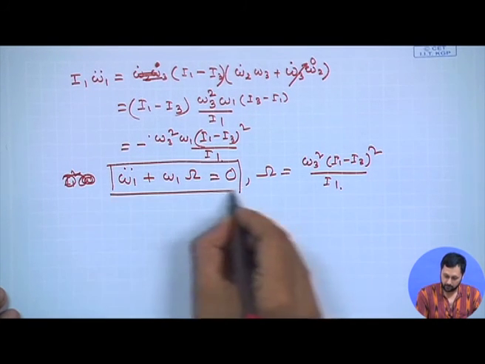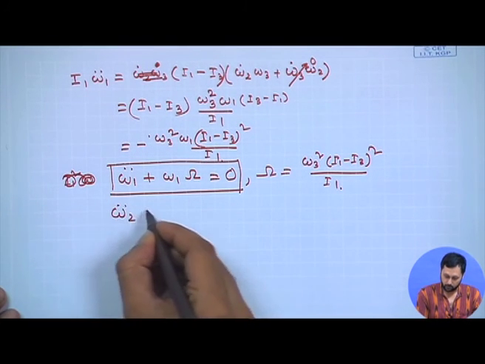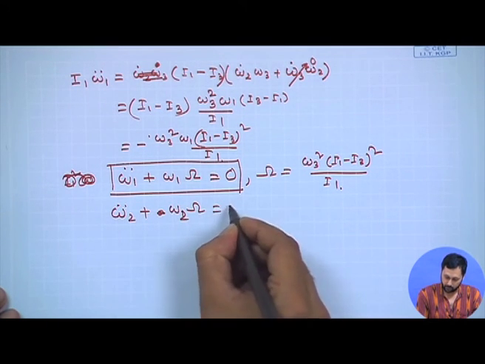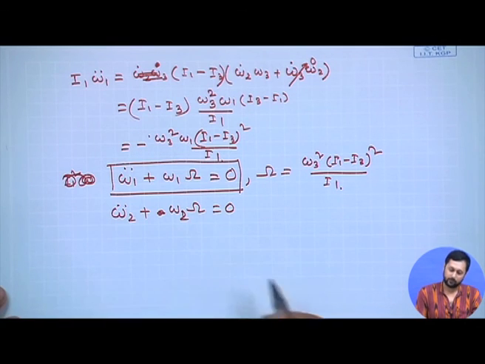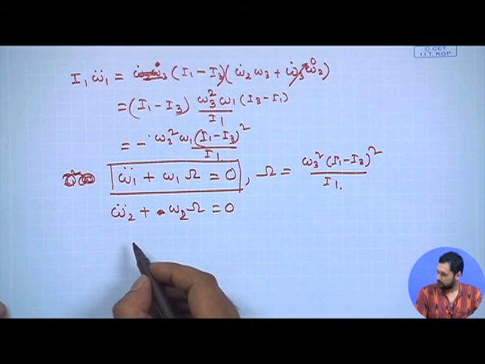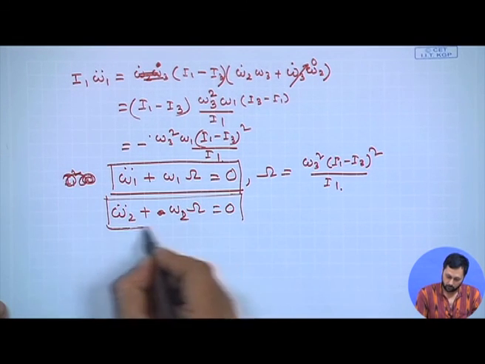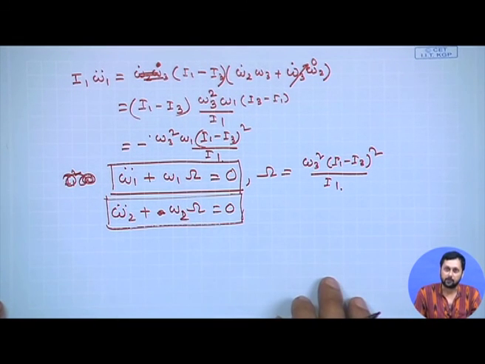A similar equation can be written for omega 2 double dot also, so it will be omega 2 double dot plus capital omega omega 2 equal to 0, right? So we will have these two sets of equations to solve and get a physical interpretation. I will do that in the next lecture. Thank you.